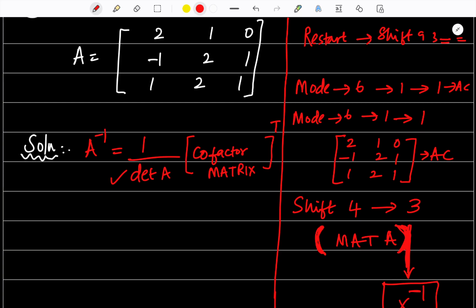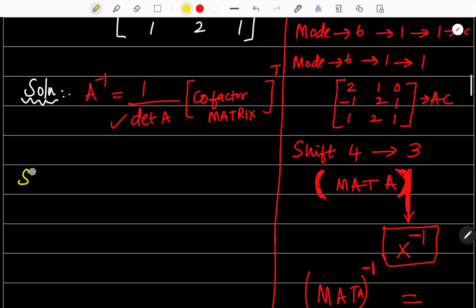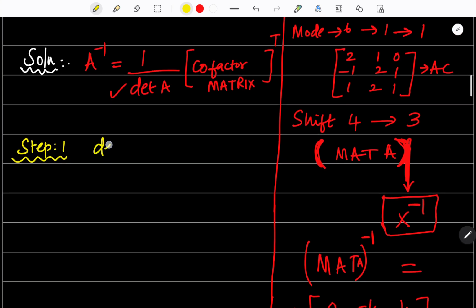So now I'll teach you what is cofactor matrix. First step, we are going to find out step number 1. We are going by steps here because it's a big procedure. Step number 1, we are going to find det of mat A. Already the matrix is in the calculator.